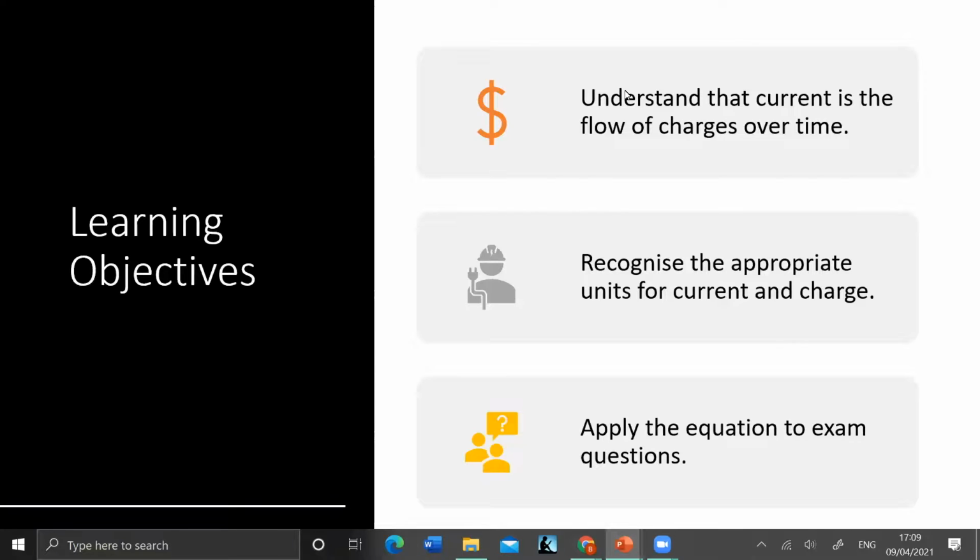Okay, so let's look at the learning objectives for this class. Number 1, understand that current is the flow of charges over time. Number 2, recognise the appropriate units for current and charge. And 3, apply the equation to exam questions.